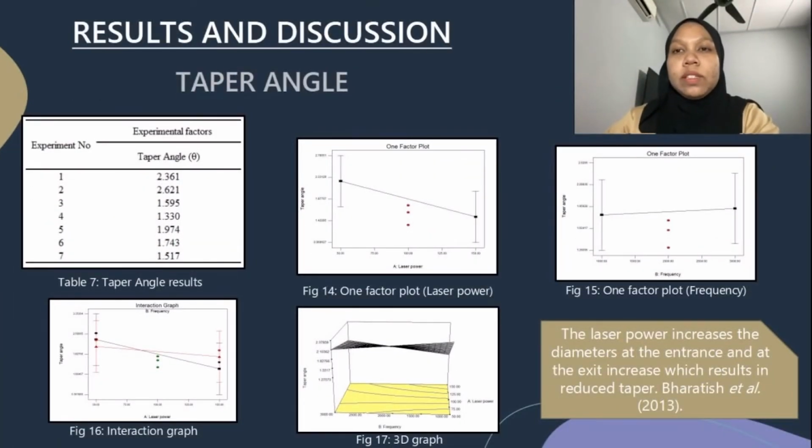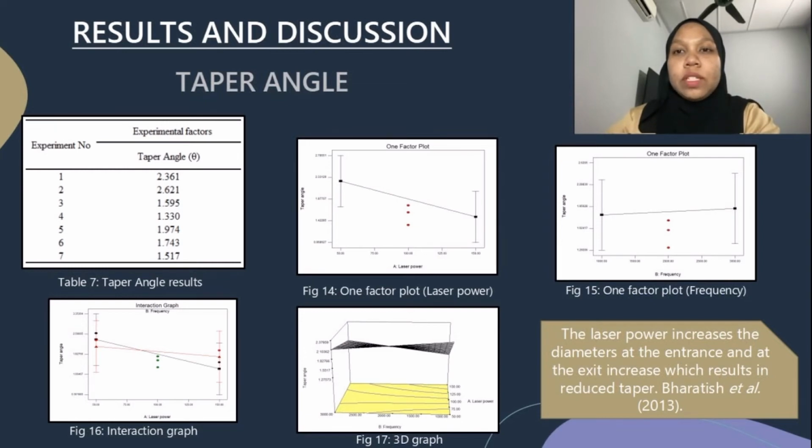Here we can see the main factor analysis for laser power and frequency. From the graph, as laser power increases, the taper angle will decrease. However, when frequency increases, the taper angle will increase. The interaction graph shows that there is interaction between factor A and B, and from the 3D response surface plot we can know that to get lower taper angle, we need to use lower frequency and higher laser power.